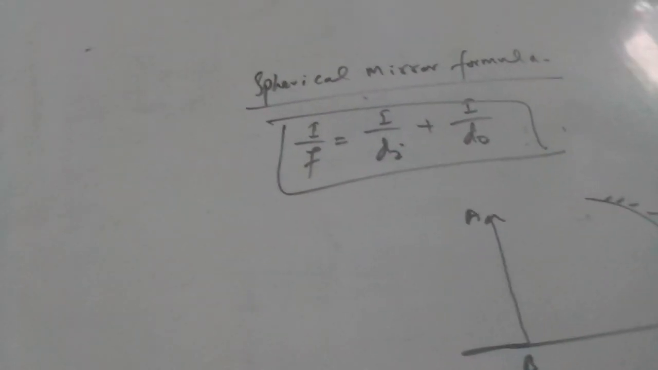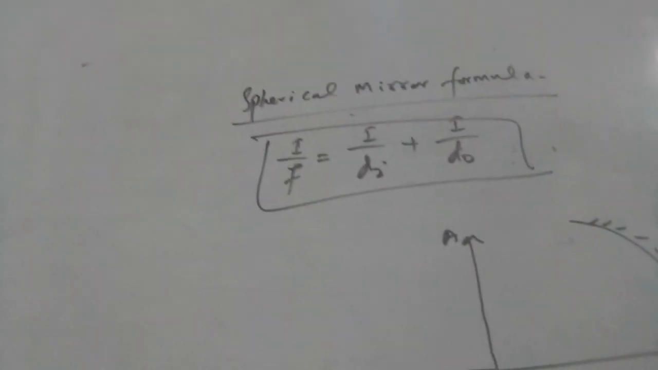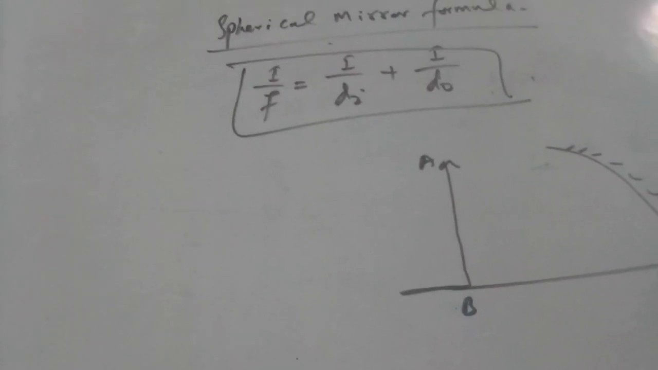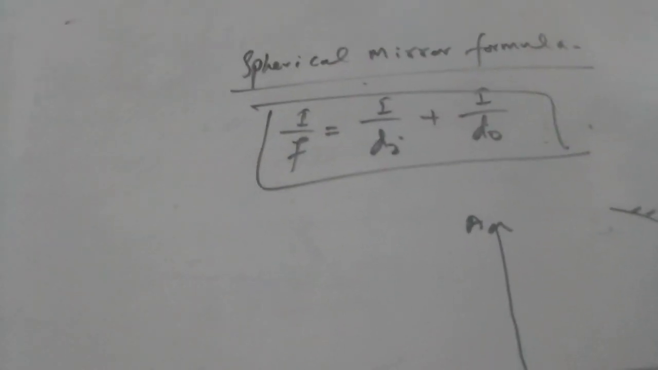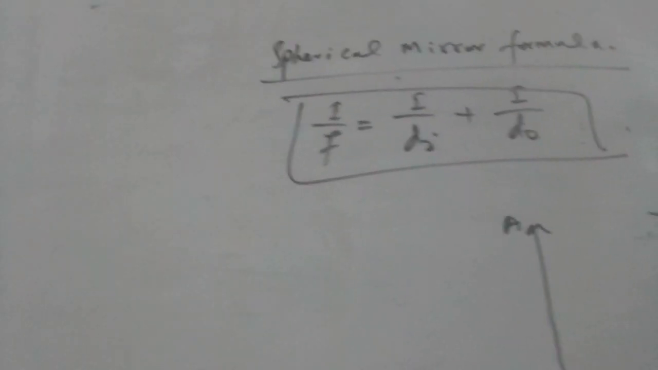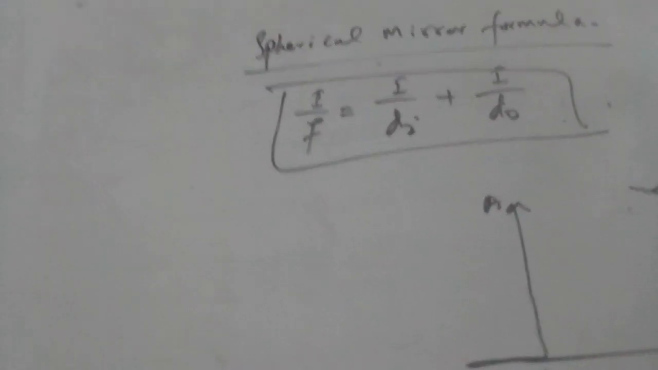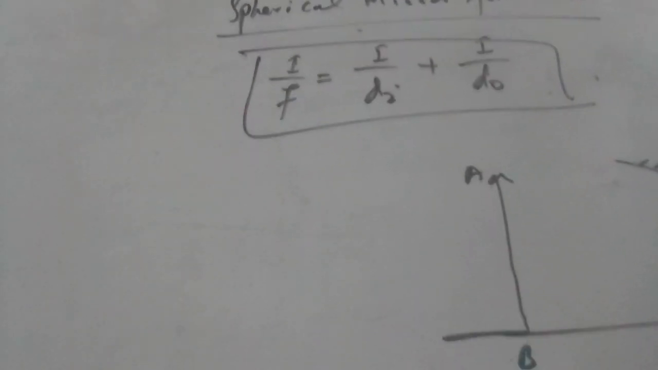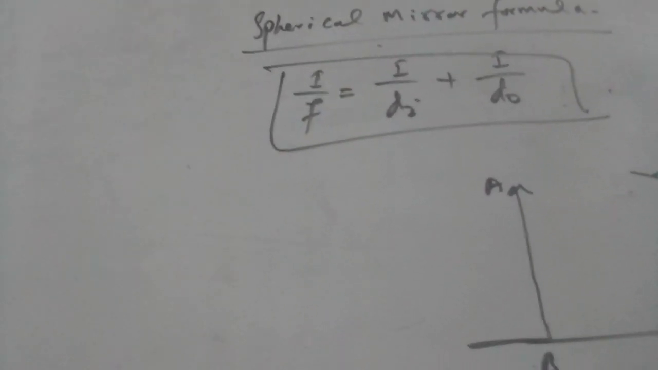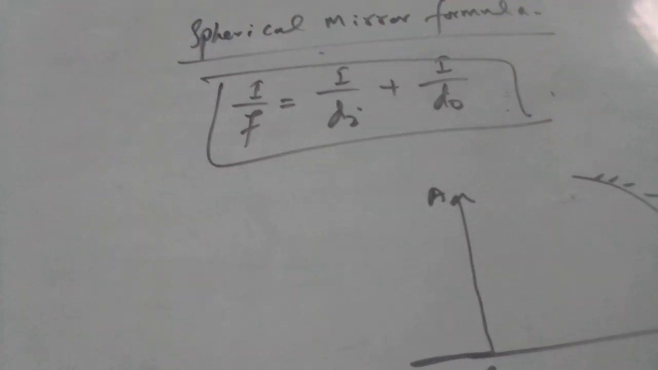The topic of today is the spherical mirror formula. A formula which gives the relationship between the image distance di, object distance do, and focal length f of the mirror is known as the mirror formula.